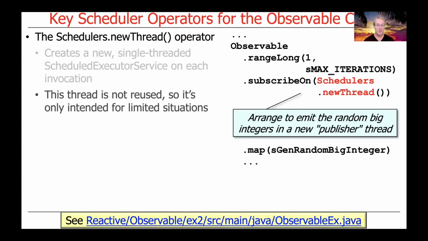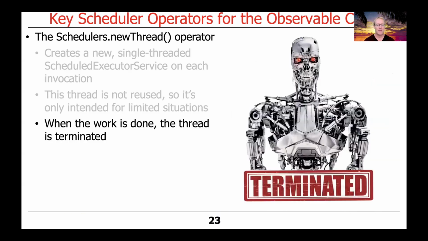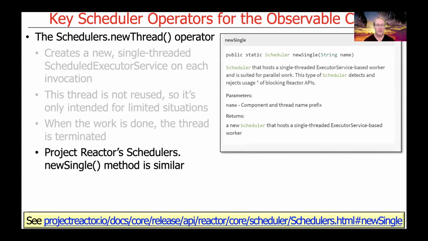This thread that's created is not reused, so it's only intended to be applied in very limited circumstances. Here's an example that we've looked at, and we'll talk about more when we get to the case study at the end of this lesson, where we are going to be generating some numbers from 1 to some max, and we're going to be doing this in a background thread as indicated by Schedulers.newThread, which is the factory method that we're calling here, to emit the random BigIntegers in a new publisher thread. When the work is done that the thread is processing, the thread will be automatically terminated.